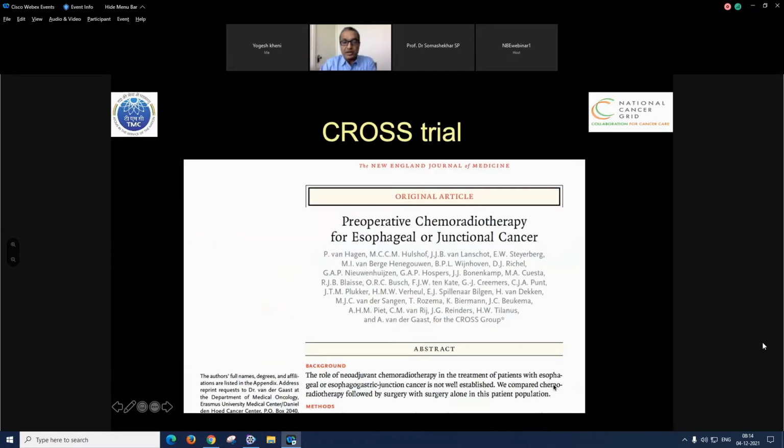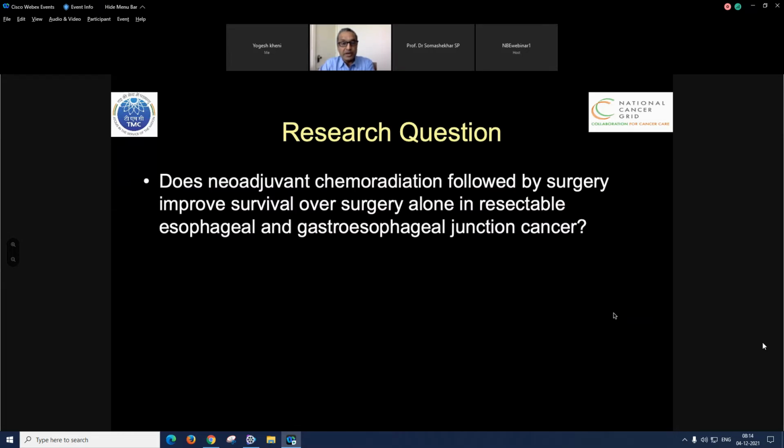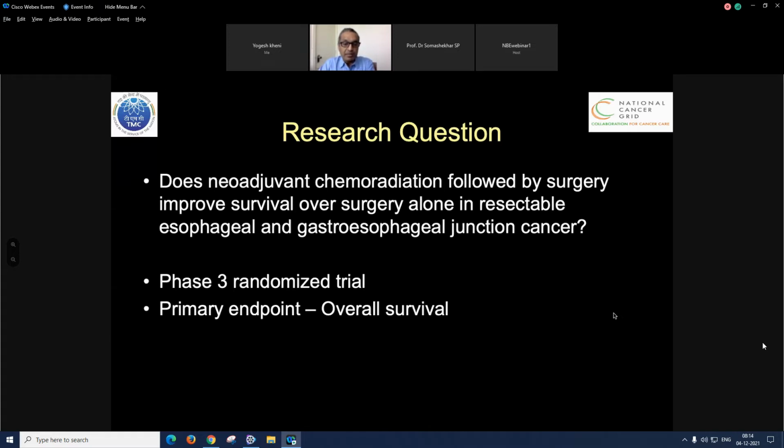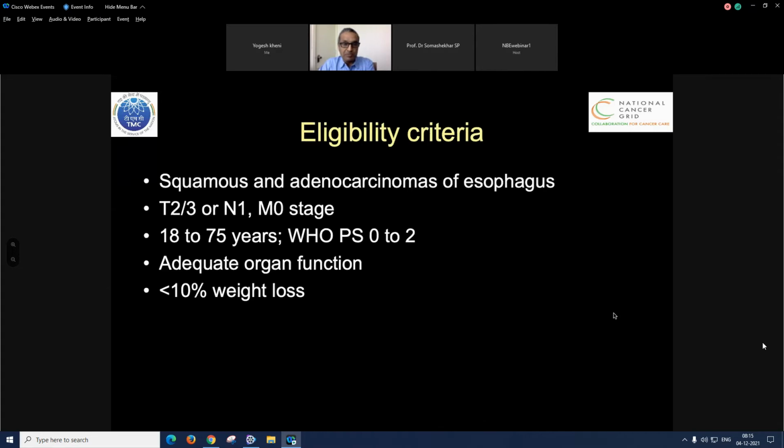The first is the CROSS trial, which we briefly discussed earlier on. This was first published in 2012 in the New England Journal, because it was one of the landmark trials at that time. The research question they were trying to answer was, does neoadjuvant chemoradiation followed by surgery improve survival over surgery alone in resectable esophageal and GE junction cancers? This was a phase 3 randomized trial, and the primary endpoint was overall survival.